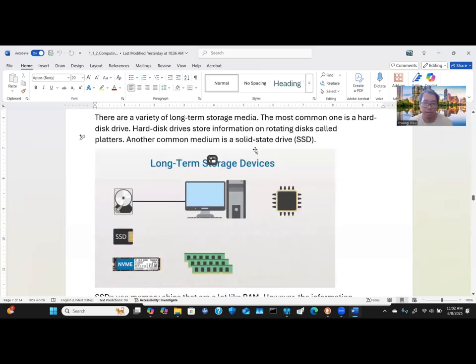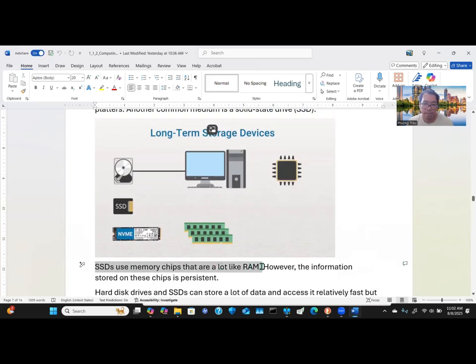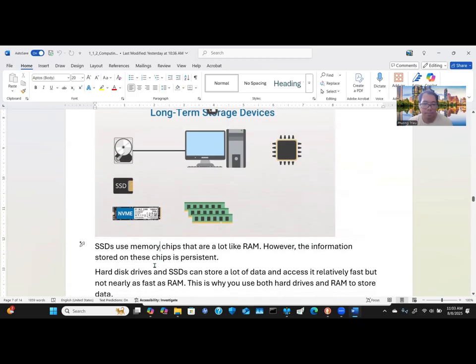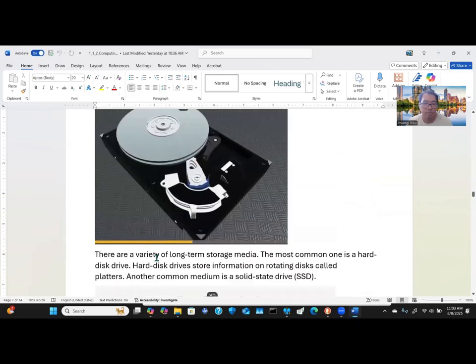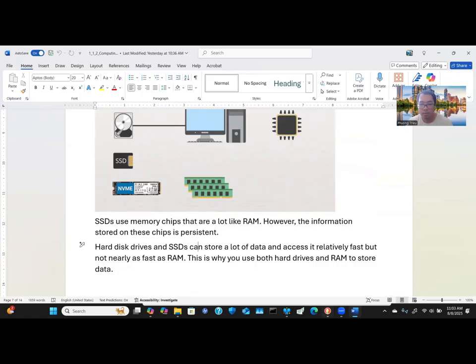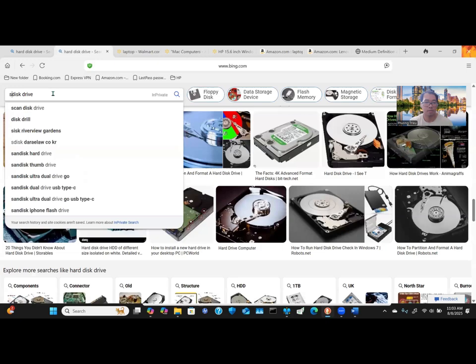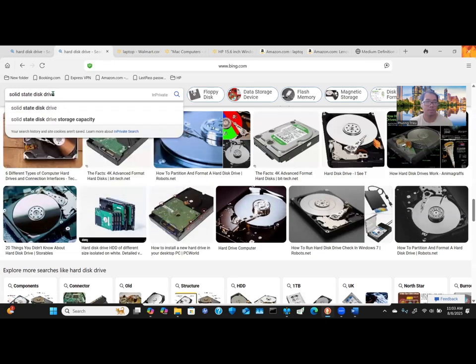A solid state drive is also a long-term storage device. Solid state drives use memory chips that are a lot like RAM. However, the information stored on these chips is persistent. So a solid state drive looks like this. Let's see how it looks in real life. Solid state drive.